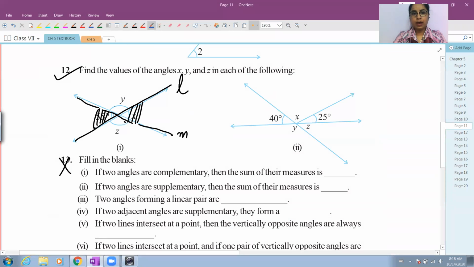Yes, beta. These are the vertically opposite angles. And these will be equal. The angles that I have marked with black will be equal to each other, and the angles that I have marked in blue, they will be equal to each other.